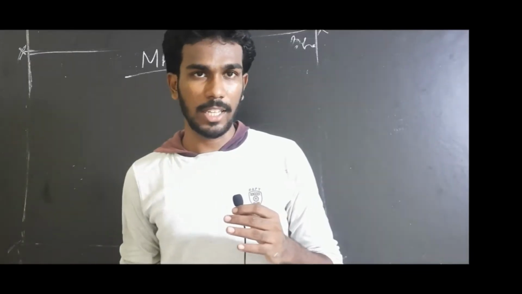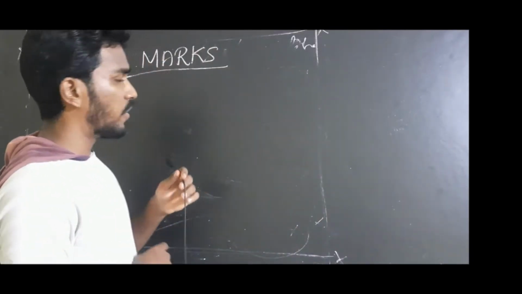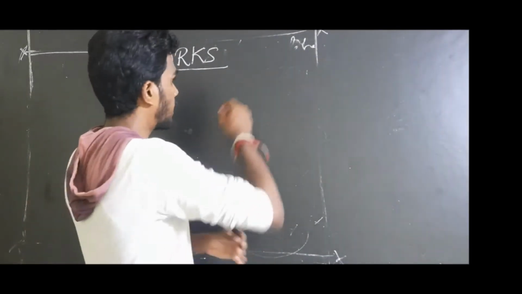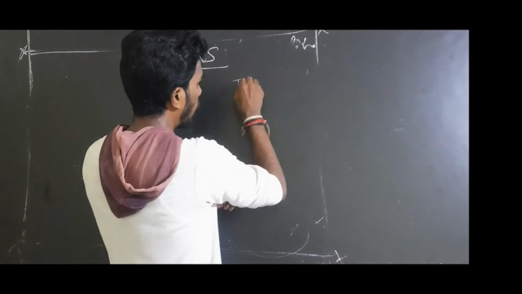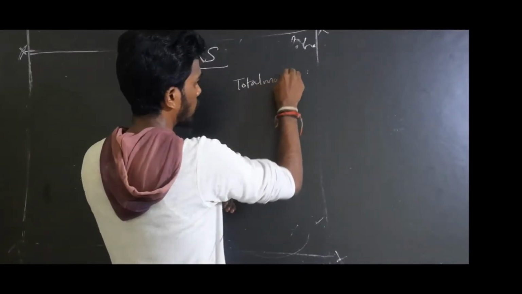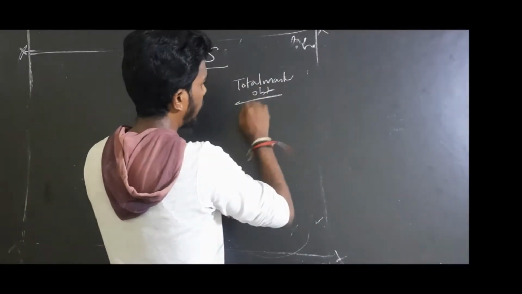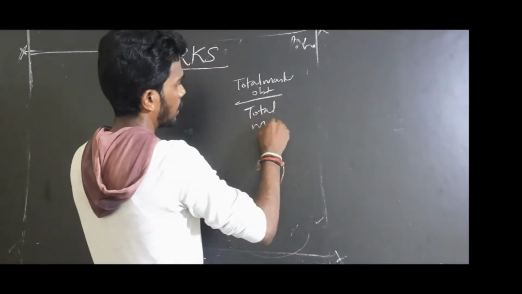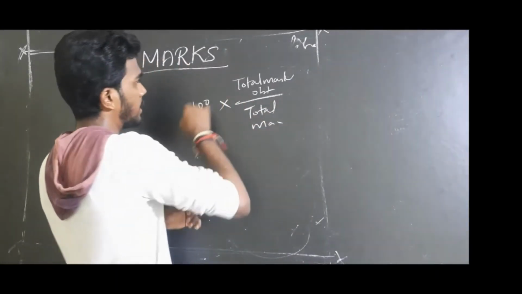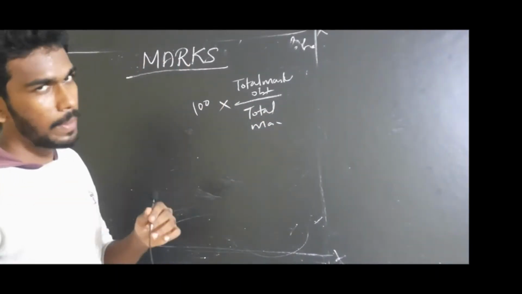Marks based percentage. Now, in marks based percentage, I have already given you a clue. If you want to calculate the percentage, what will you be doing? Total marks you obtained divided by the total marks, multiplied by 100. This gives you the percentage.